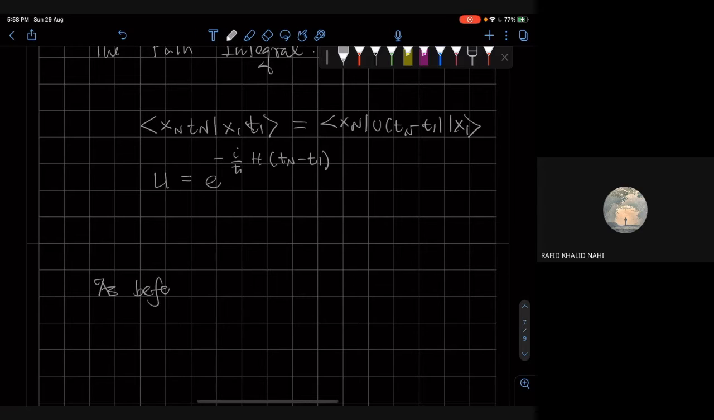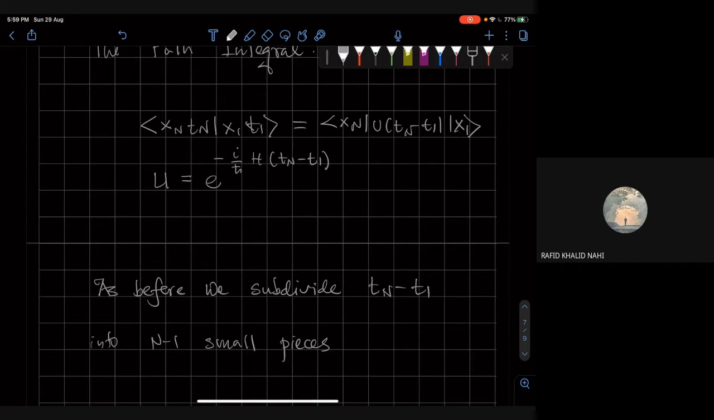what we do is that we subdivide the time interval t_n minus t_1 into n minus 1 small pieces, each of length delta t, where delta t is (t_n minus t_1) divided by (n minus 1).